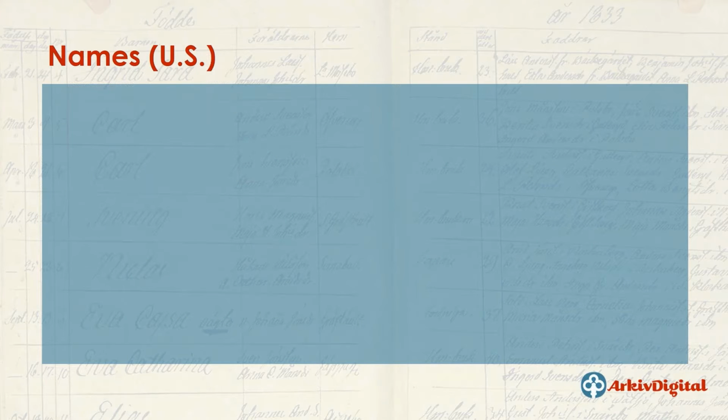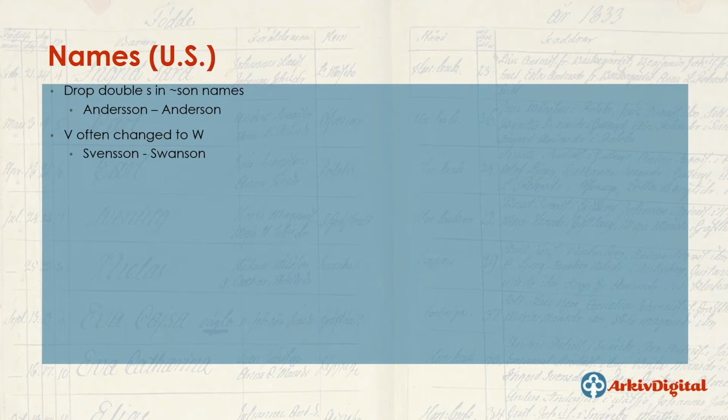Now, when they moved to the US, they would drop the double S's in the son names, such as Anderson. They would just drop one of the S's. The V's would often change to W's. In this case, Svensson would change to Swanson. The E would also change to an A. The letters A with the dots, A with the circle, and A with the 2 dots also became either A, O, or U, not necessarily, the A with the dots didn't necessarily become an A, and so on. But in this case, Manson became Munson. The Swedish pronunciation of the Swedish last name there is actually Monson.